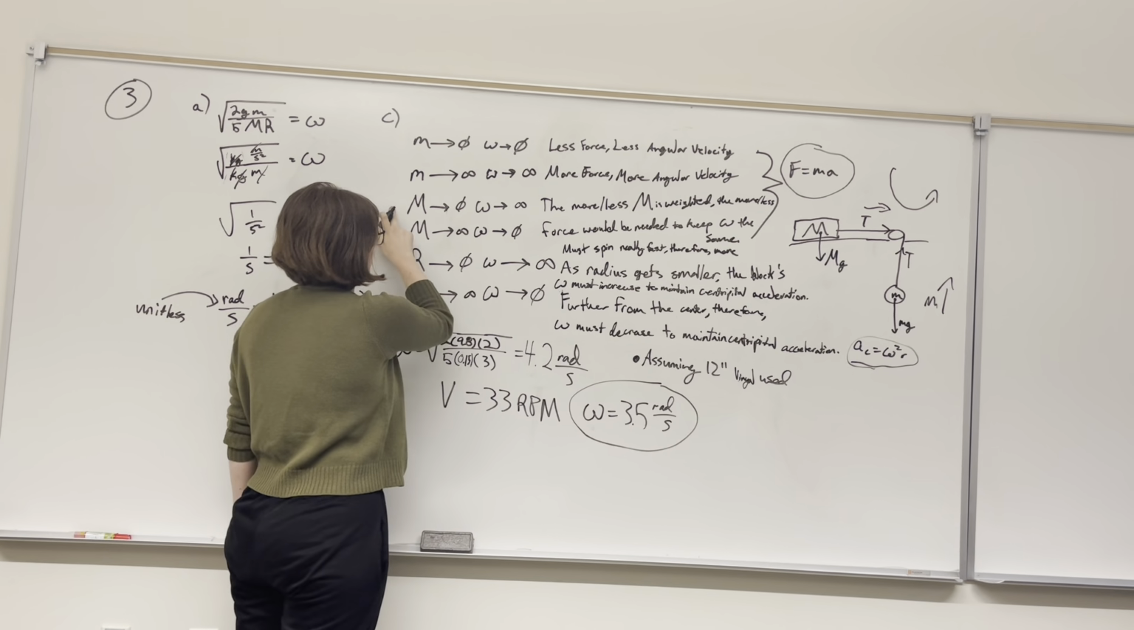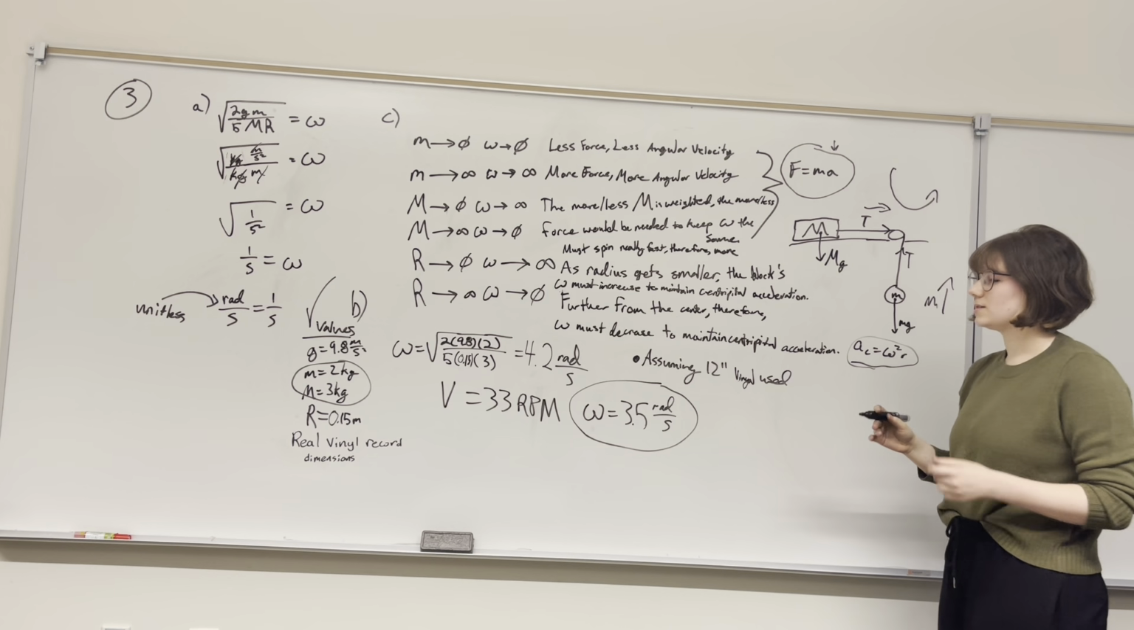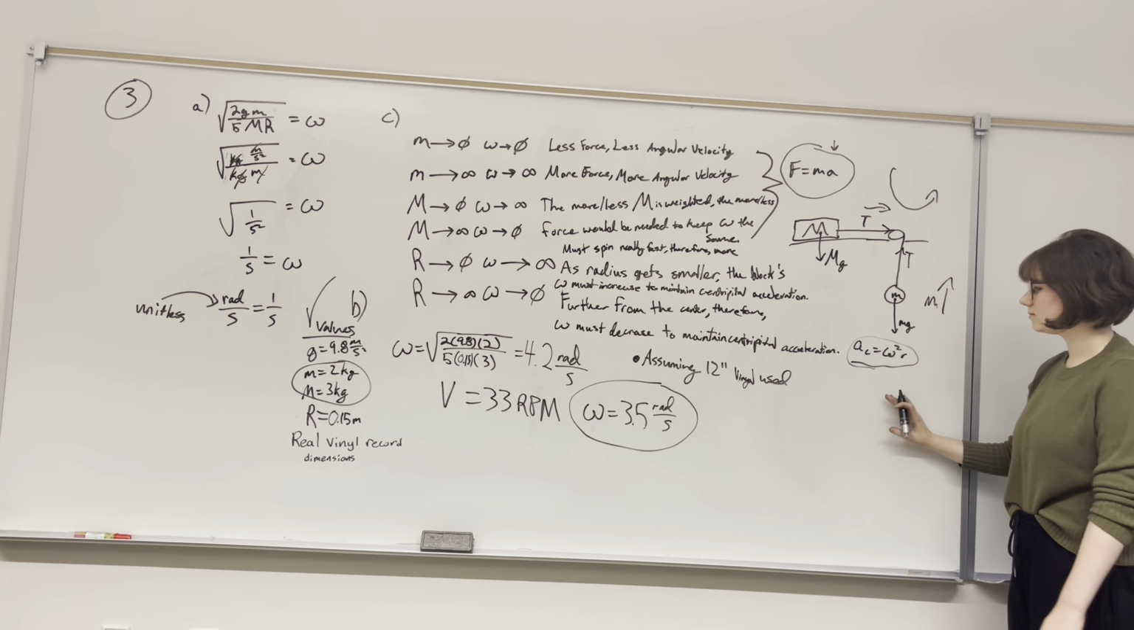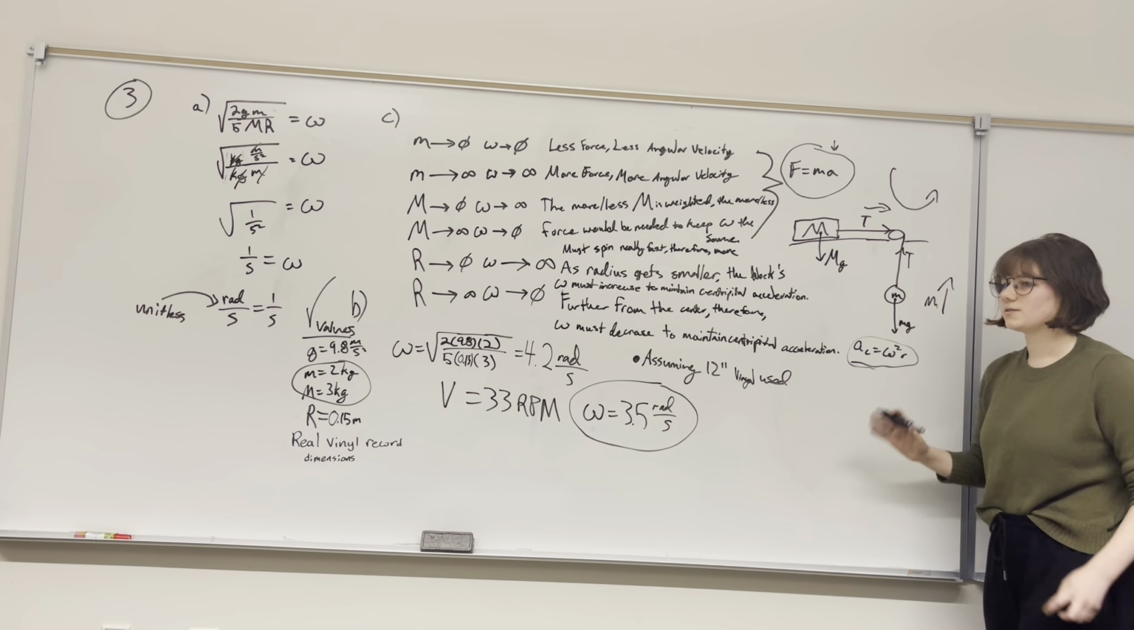For radius, as it goes to 0, angular velocity increases to infinity, and we know this is the case because, as it's closer to the center, the block's angular velocity must increase to fit with this equation. It also makes sense because if it is farther out, it'll have fewer angles per second.